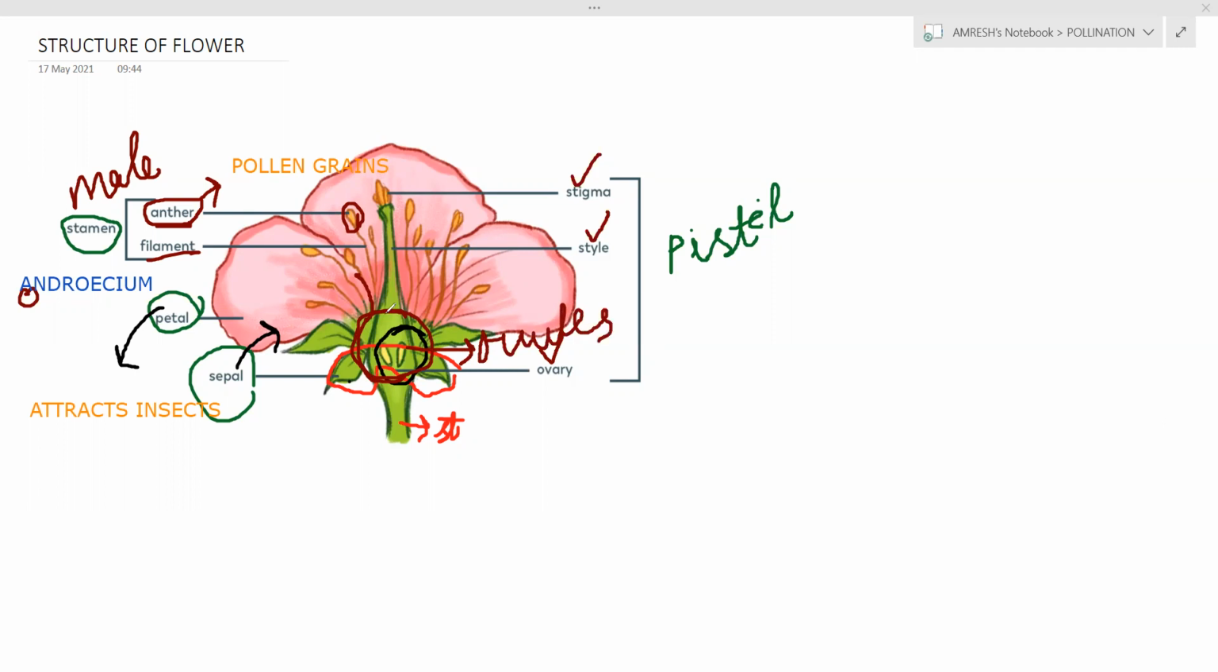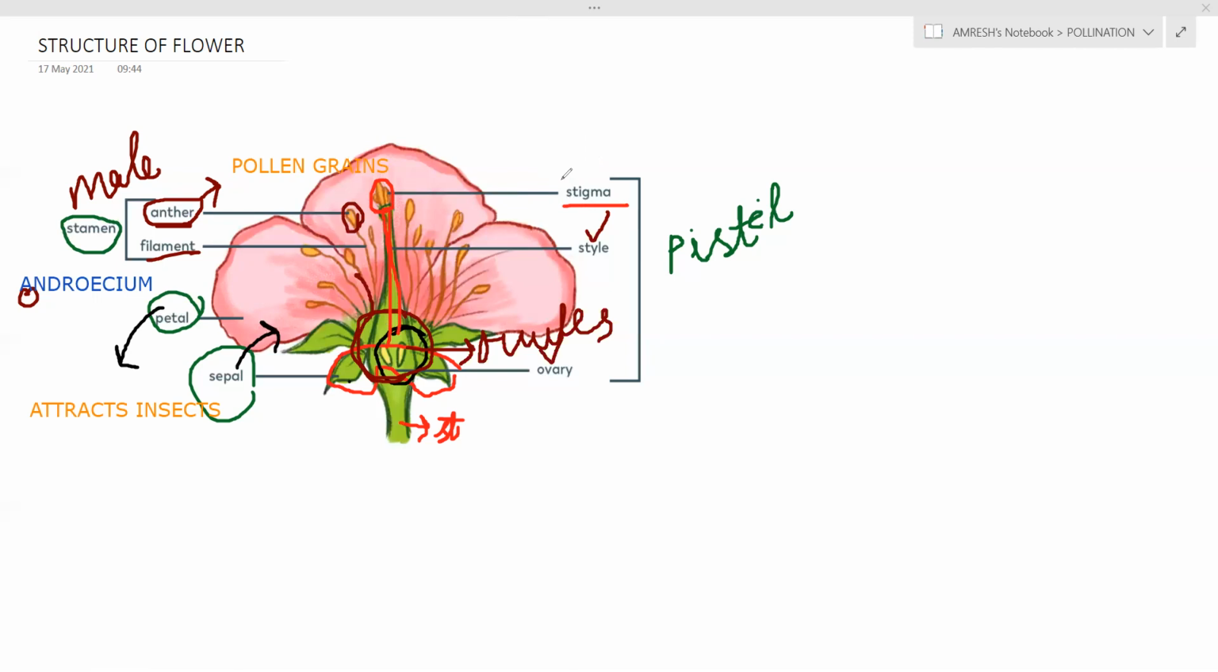And from the ovary, a long stalk arises. This is called style. And above the style, a swollen sticky end is present, called stigma. The style ends at stigma.